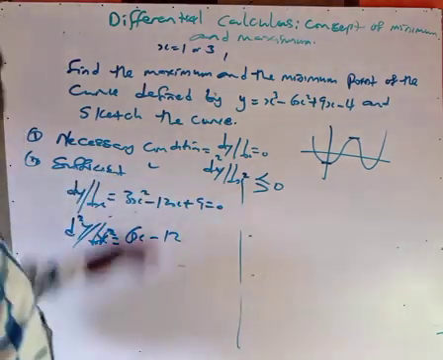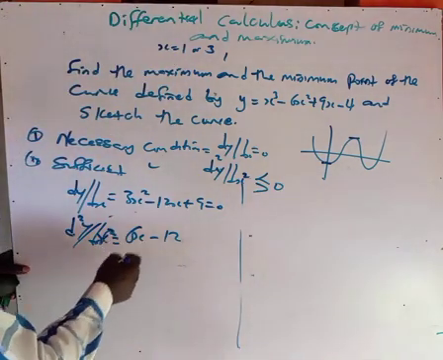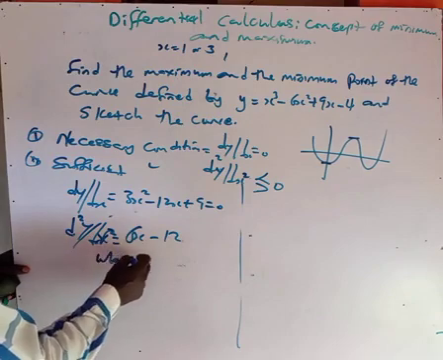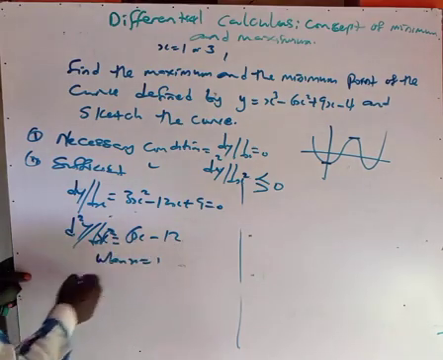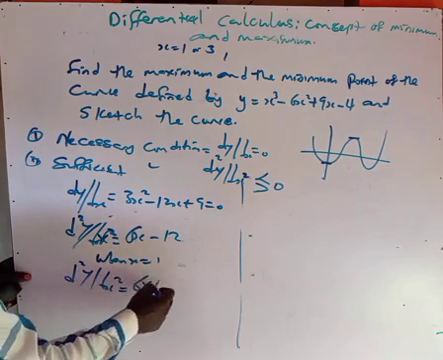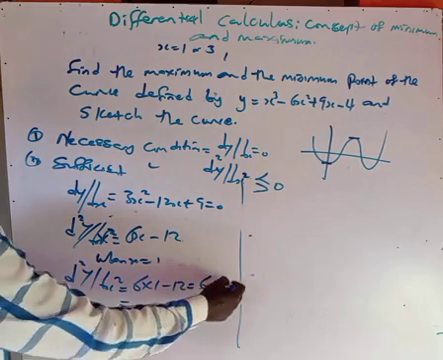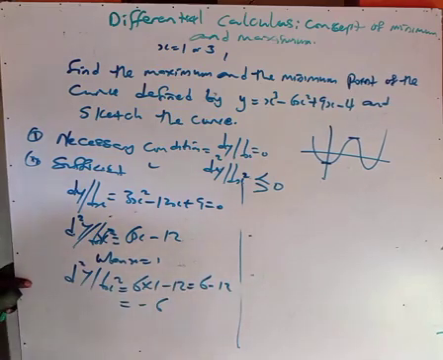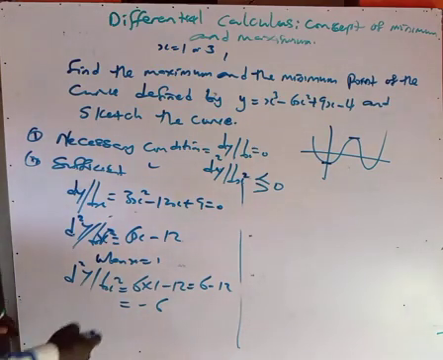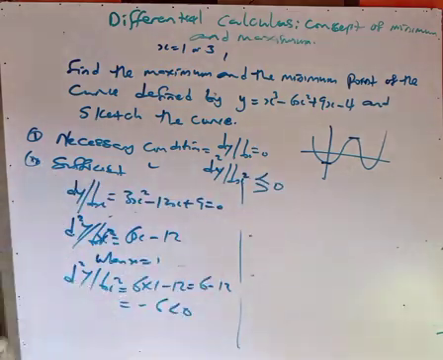Then what do you get as stationary points? Here it is 1 and 3. Then when x is 1, what will be the value of this? So d squared y over dx squared equals 6 times 1 minus 12, which is equal to 6 minus 12. So you will have minus 6. So this one definitely is less than 0. So you know that at point 1, the curve will be at maximum.